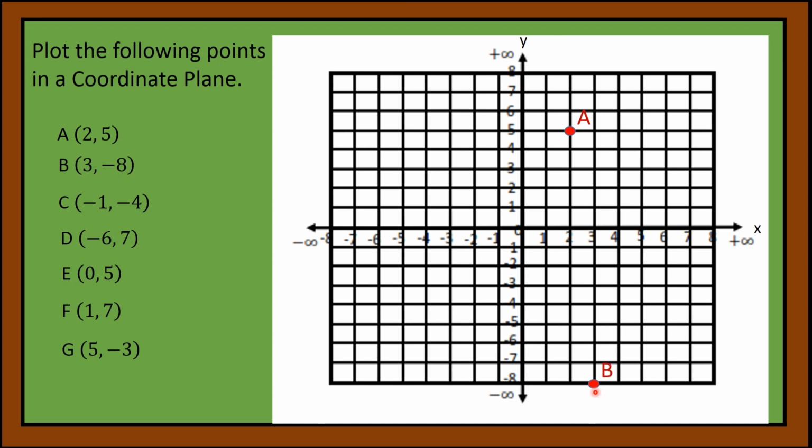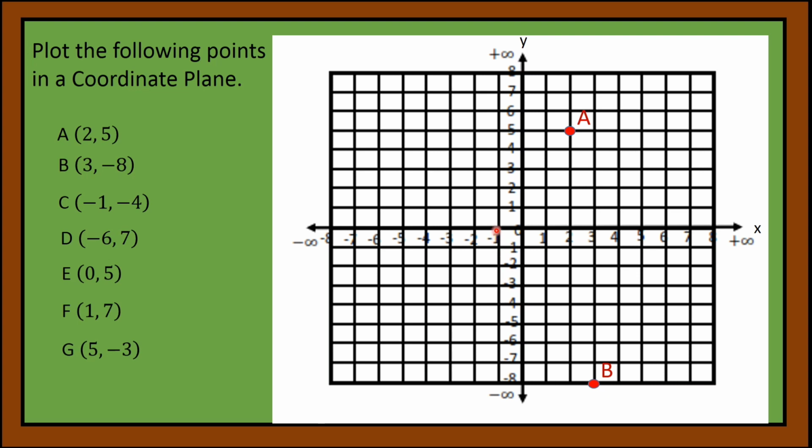Next, point C with the ordered pair negative 1, negative 4. Take note that negative 1 can be found on the x-axis. From the point of origin going to the left, we have negative 1. And then negative 4 can be found on the y-axis. From the point of origin downward, we have negative 4.